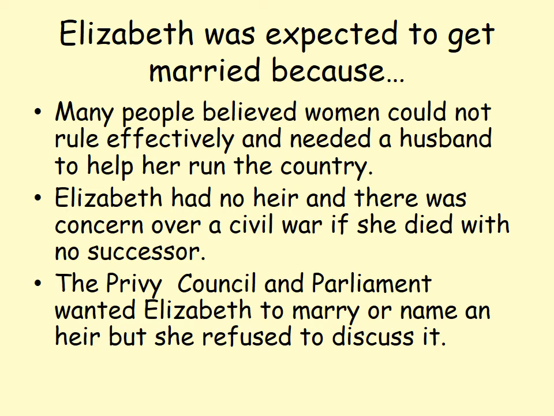And particularly in her early years, the Privy Council and Parliament both tried to pressure Elizabeth to marry or name an heir. But in the end, she actually angrily banned Parliament from even discussing the succession crisis and her marriage.